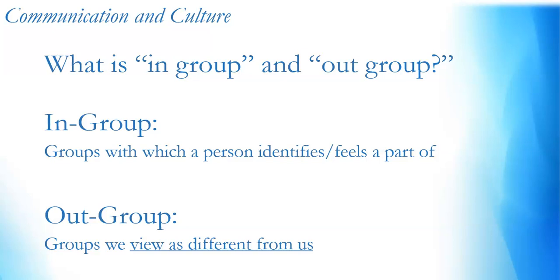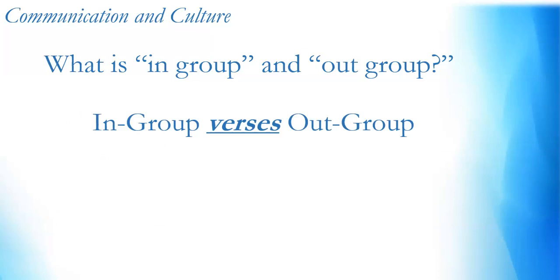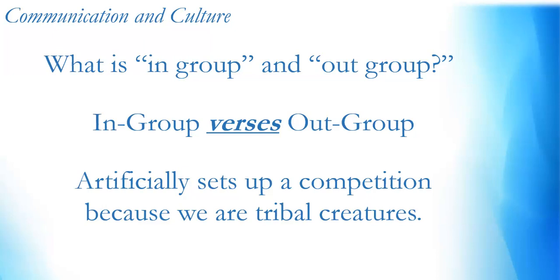The thing to keep in mind is we're often lured into a false dichotomy, which means a choice of two things that sets up a competition between in-group and out-group. It becomes the false dichotomy, the false opposing views of one group versus another group. It artificially sets up a competition, essentially because we are tribal creatures. There's a great video you'll watch about that. We tend to want to help people in our own tribe, so it comes to the detriment of people outside of our tribe. It sets up that competition.